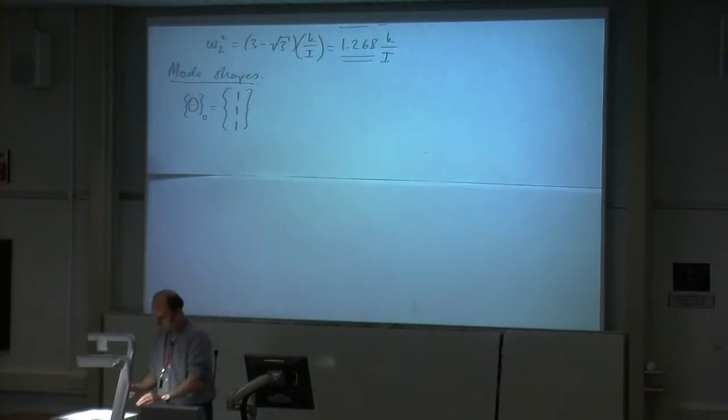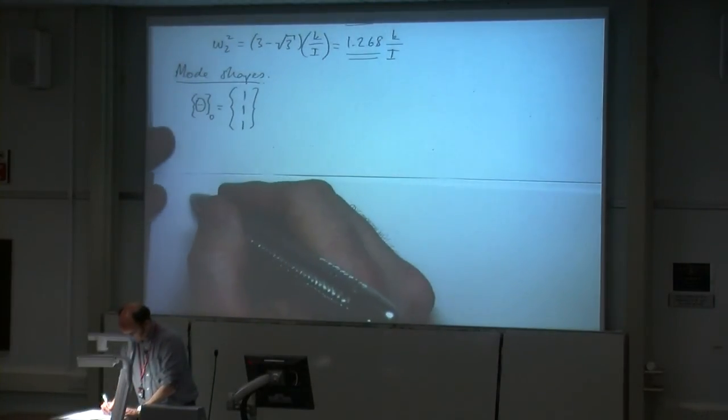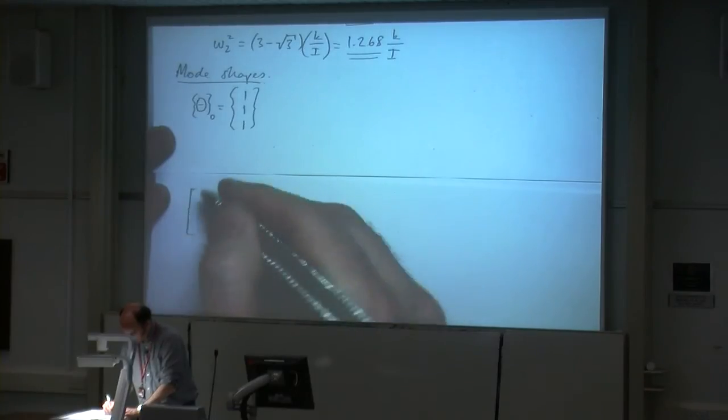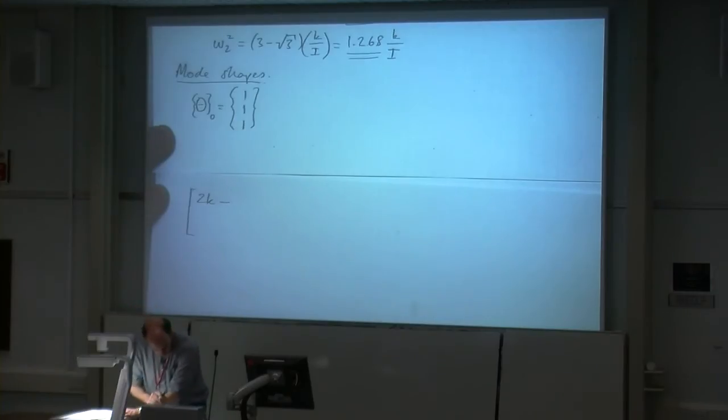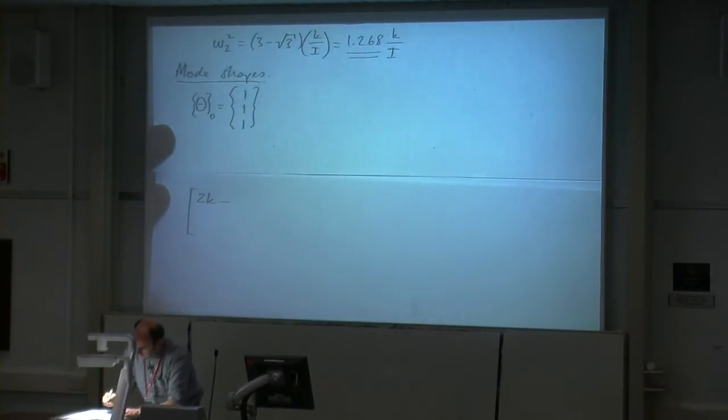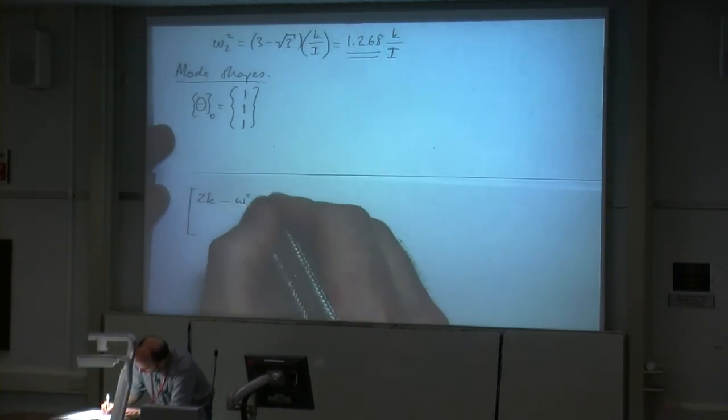For the second mode shape, we need to take the mechanical impedance matrix. So I shall rewrite part of it here. 2k minus, well, I'll rewrite it all here.